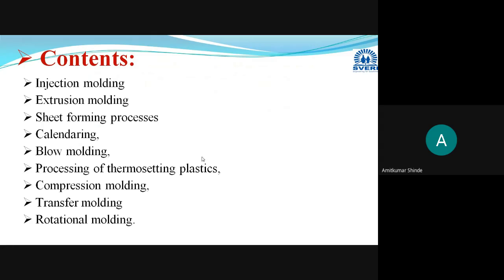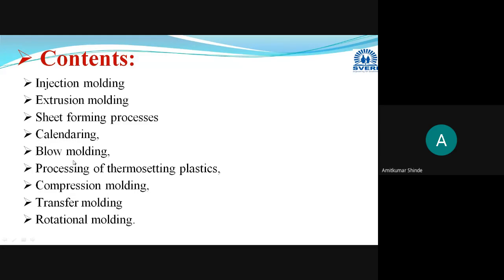In this we are going to see the different plastic manufacturing processes. You can simply say that processing is nothing but manufacturing of the plastic material from plastic raw material. We are going to manufacture our actual plastic components, and for that we are going to use different methods like injection molding, extrusion molding, then sheet forming processes. In sheet forming processes, calendaring is nothing but a sheet forming process.